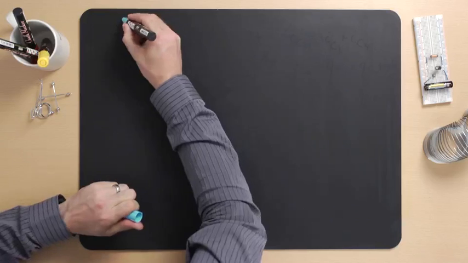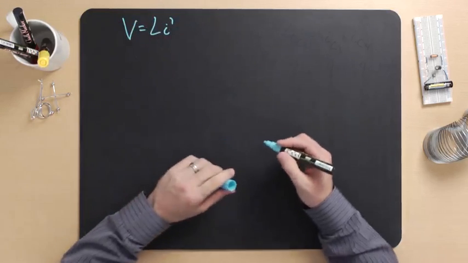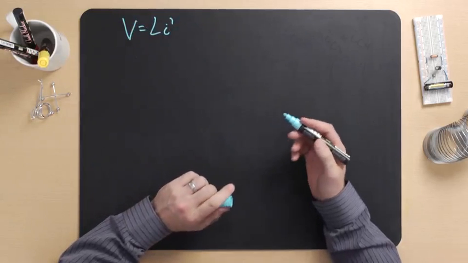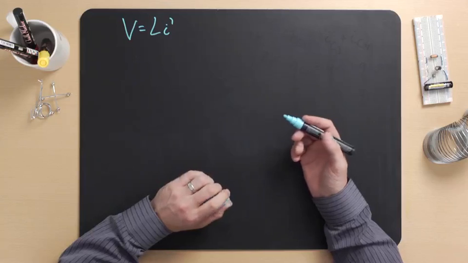Inductors have a simple constitutive law that relates the voltage across the inductor to the time derivative of the current through the inductor. That is, the voltage is equal to L i prime. Here I am using the prime notation for the derivative so that the dot over the I is not confused with the time derivative. This time derivative of the current I, which is itself the time derivative of charge Q, should remind you of acceleration.